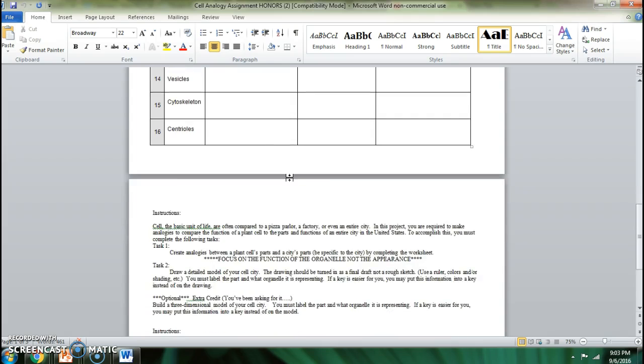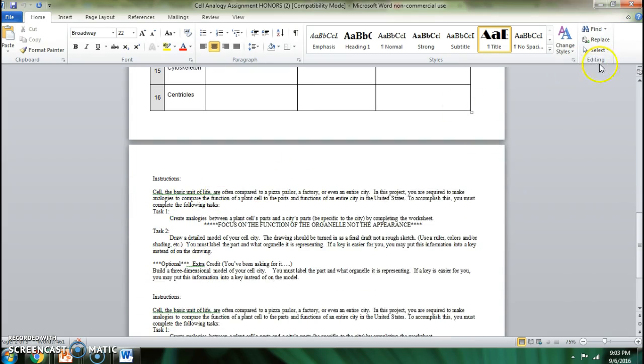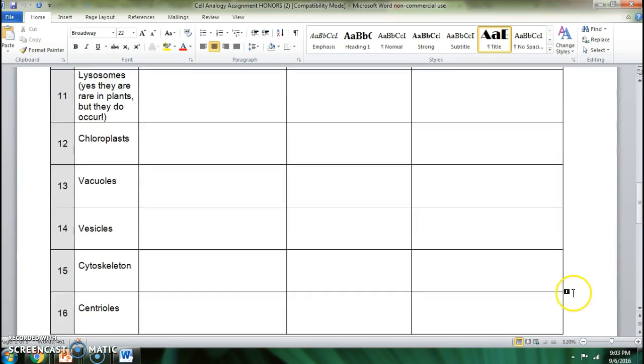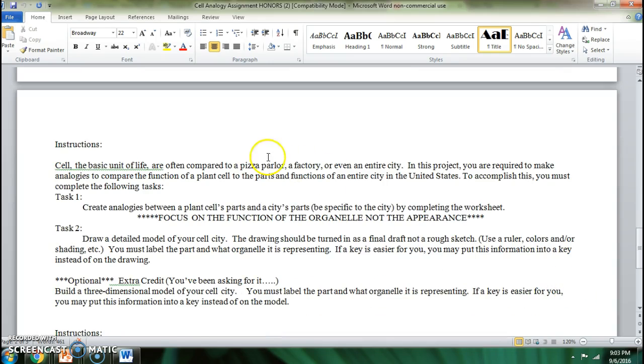Then what you're going to do is follow the directions on the instructions here. Let's make this a little larger. I'm getting very close to the end of the amount of time on the video. So the instructions, you've got the cell, which is the basic unit of life, and we can compare it to a pizza parlor, a factory, or even an entire city. So in this project, you're required to make analogies to compare the function of a plant cell to functions of an entire city in the United States. To accomplish this, you must complete tasks 1 and 2.